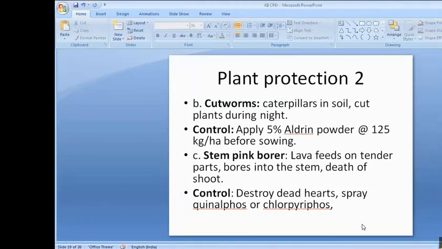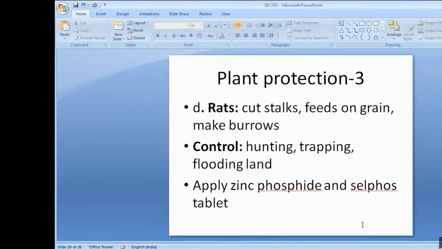Then another type is rats. Rats are very dangerous pests. They cut the plant and make burrows. So we have to use zinc phosphide, zinc sulfide or sulfur tablets. We have to use traps also. And this zinc sulfide or zinc phosphide, for example, is mixed in food, and tablets are made. Then diseases.